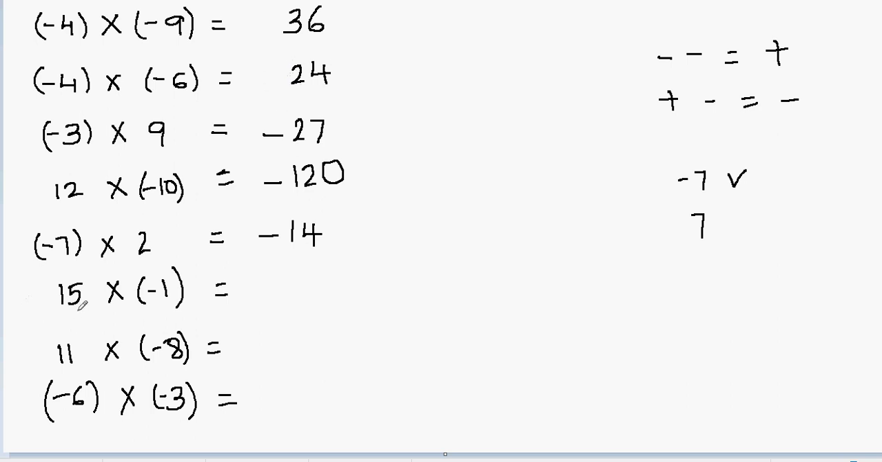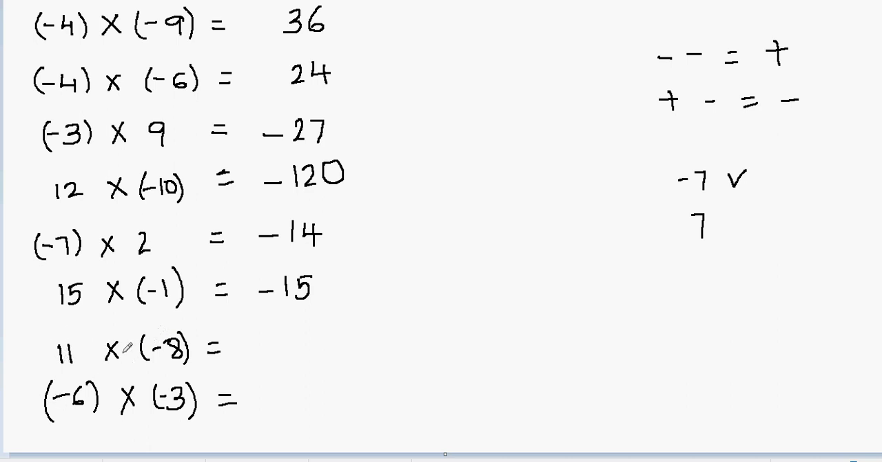Now let's look at this example. 15 times negative 1. We'll multiply the numbers first. 15 times 1 will be 15. And then 15 is a positive integer, negative 1 is a negative integer. So the product of a positive and a negative integer will be negative. So I'll put the negative sign in front of my answer.